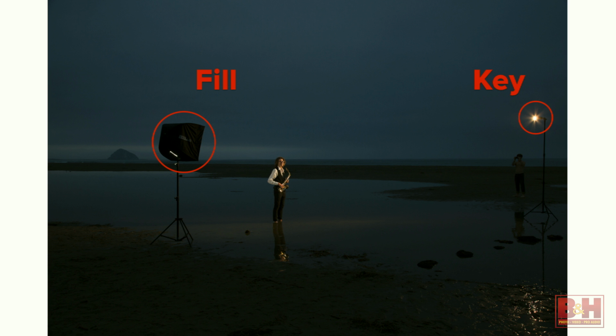And I have a piece of amber colored gel. It's called CTO, color temperature orange gel. That amber colored gel is taped to the front of the Speedlite. And why is that Speedlite not in a softbox? Because I'm trying to emulate the look of a setting sun.